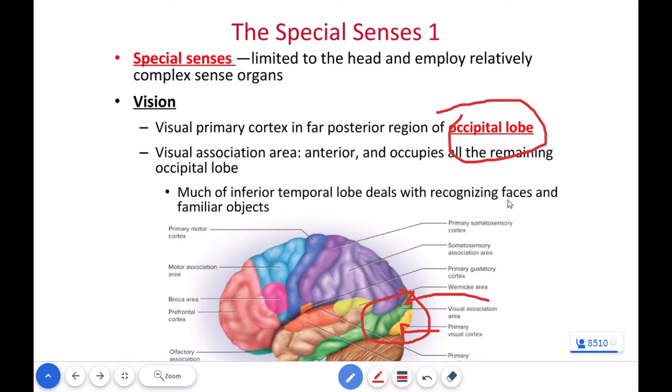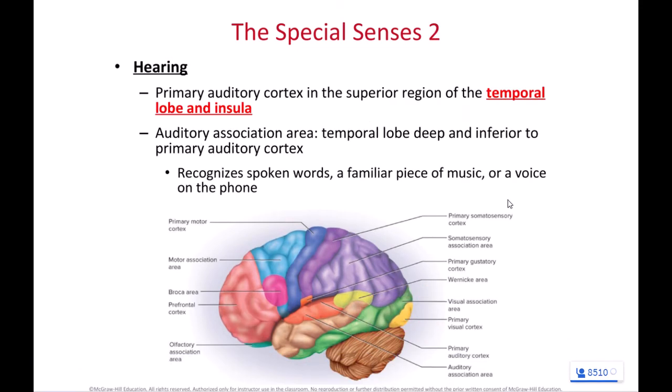Pragmatically speaking, this means that when people get hit in the back of the head, they oftentimes are going to have problems with their vision because they're getting a blow or contusion to the occipital lobe. Now, with that said, other parts of the brain help us to recognize what we're seeing. So, for instance, facial recognition is primarily going to be localized within the temporal lobe of our cerebrum.